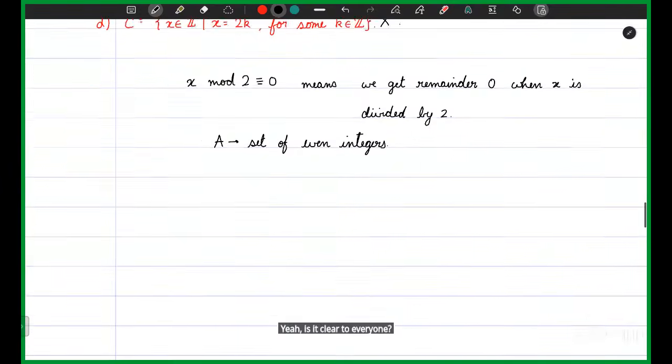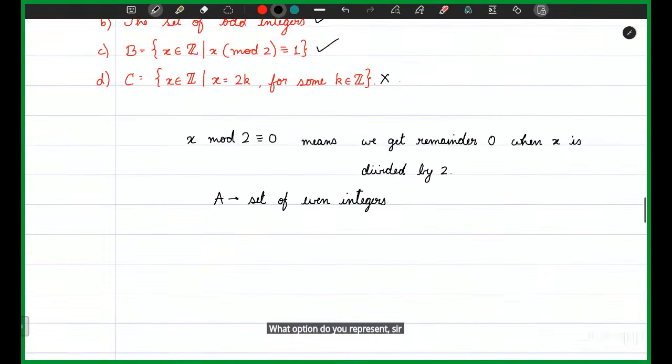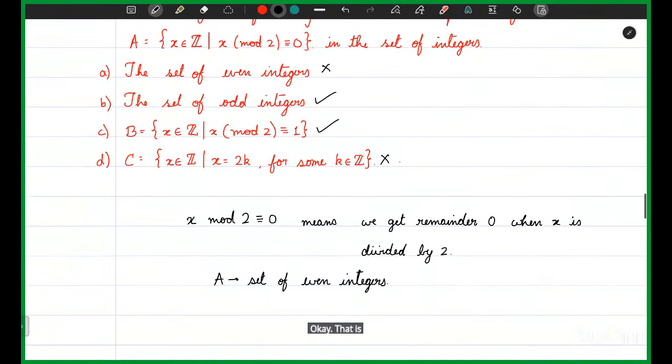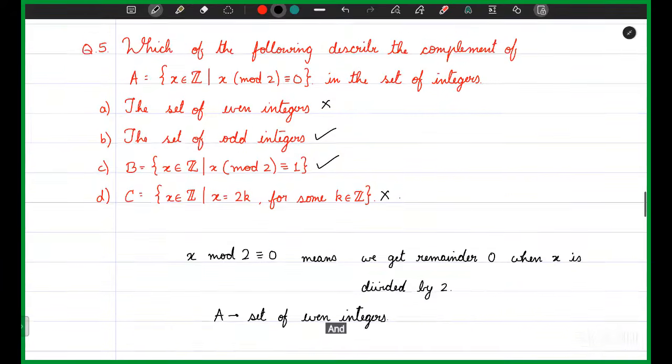Right. What does option D represent? That is again even integers, no? If you can write something as 2 times some integer, then it could be plus or minus also: 2, 0, plus or minus 4, and so on. So it is again even integers. So A and D are actually the set A itself, and options B and C are A complement.